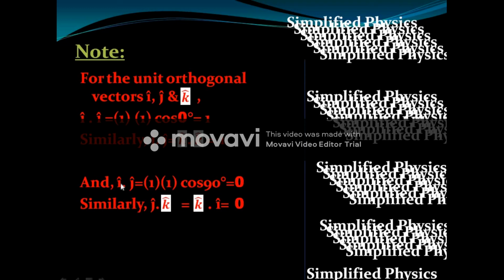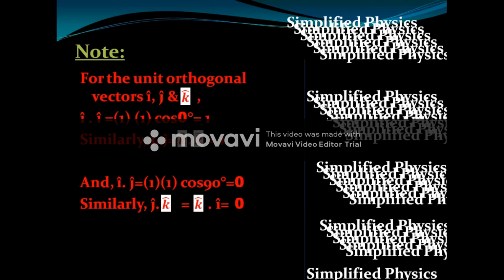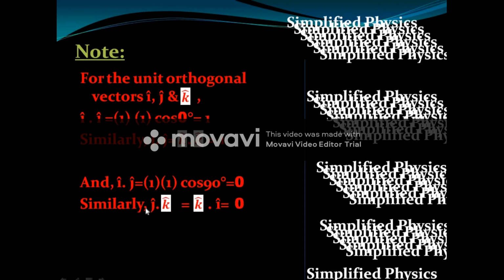What about the i vector dot j vector? i and j are perpendicular to each other. They are orthogonal vectors, which means theta equals 90 degrees. Cos 90 equals 0, so i cap dot j cap equals 0. Similarly, j cap dot k cap and k cap dot i cap equal 0. They are perpendicular to each other, which is why the scalar product will be 0.